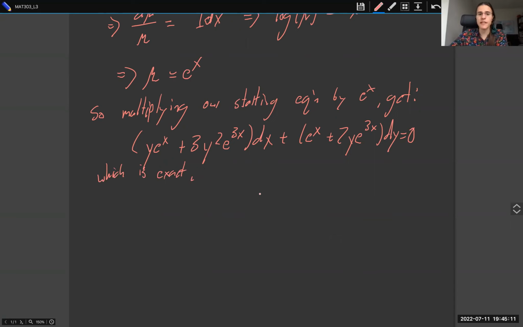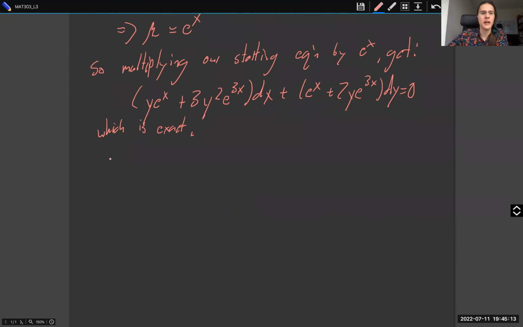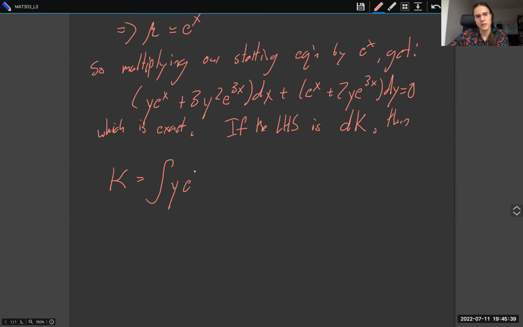Okay, so what we can do with this is now that we can solve an exact differential equation. So if the left-hand side is dk, then we know that k is equal to the integral of the first expression with respect to x, treating y as a constant, plus some unknown function of y alone.